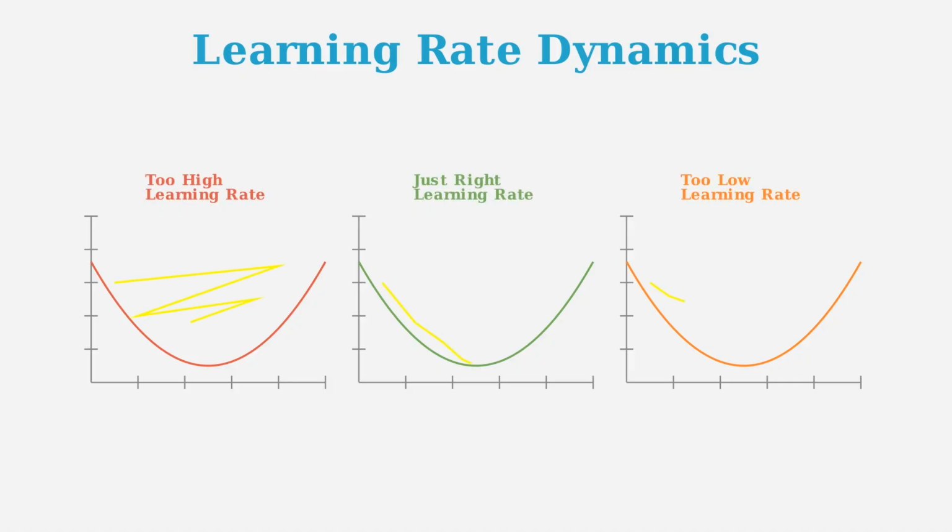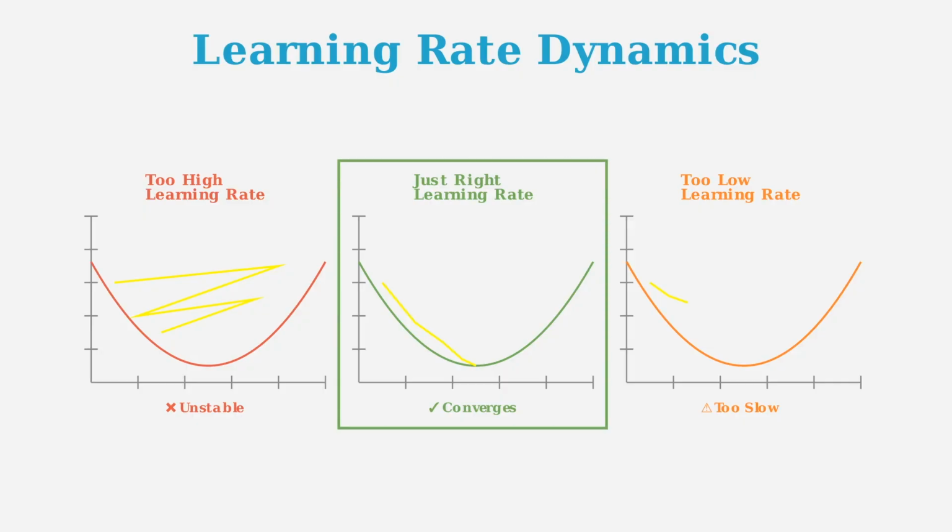The learning rate is a crucial hyperparameter that controls how big the steps are when updating weights. If the learning rate is too high, the model takes large steps and might overshoot the minimum, leading to unstable training. If it's too low, training is very slow and might get stuck in local minima. Finding the right learning rate is an art and science. Modern techniques use learning rate schedules that start high and gradually decrease, or adaptive methods like ADAM that adjust the learning rate automatically.